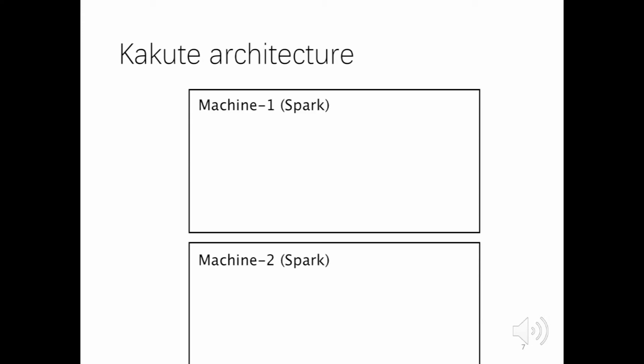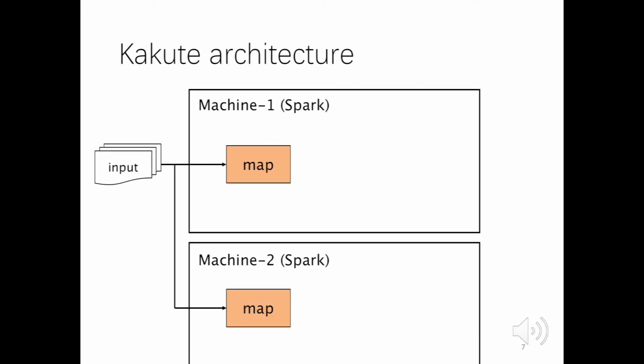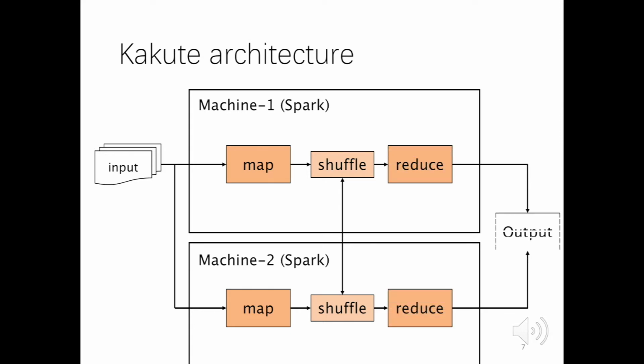First, let's start with the system architecture of Kakute. We have two machines running Kakute here. Data records first go through a map operation and then shuffle so that records with the same key are in the same partitions. And last, the program reduces on the map results and sends to output. Kakute only performs IFT on the self-defined query marked as the orange boxes, not the entire Spark framework. This can reduce performance overhead greatly.